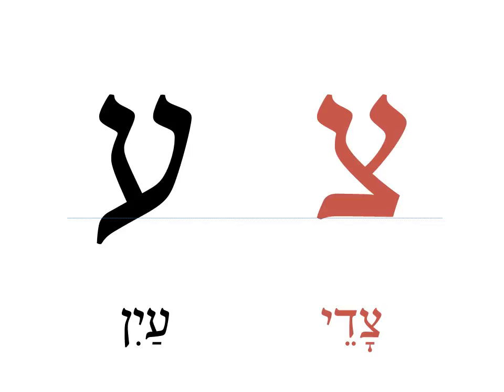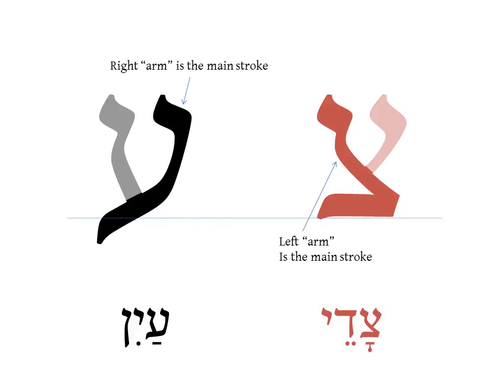Now let's look at Tzadi and Ayin. They look rather a lot alike, don't they? Sort of like they have their hands in the air. The way to tell the difference between the two is that in Tzadi, the left arm is part of the main stroke of the letter, and the right arm is sort of added on to it. Whereas the exact opposite is true for Ayin, where the right arm is the main stroke. Also notice that Tzadi looks a little bit like it's kneeling down. It's sort of doubled back on itself.